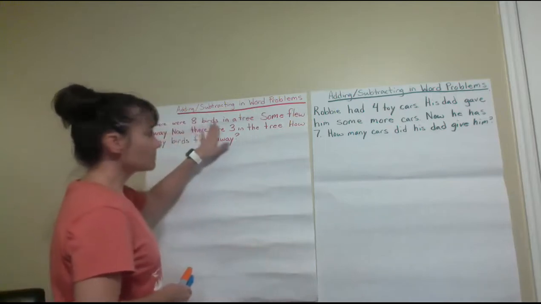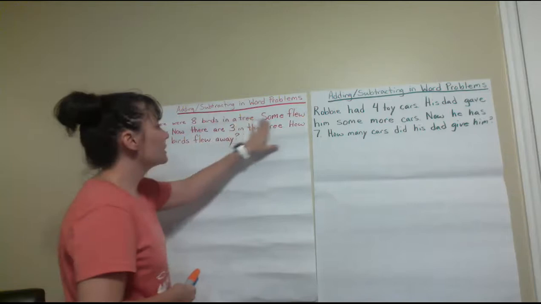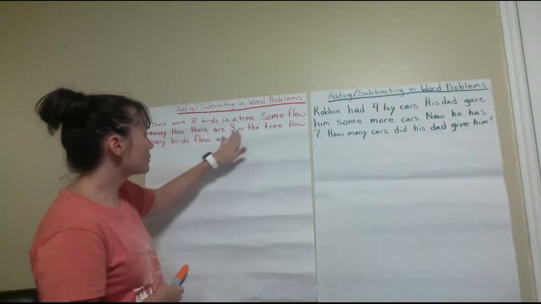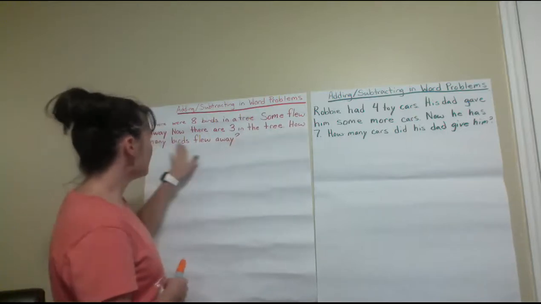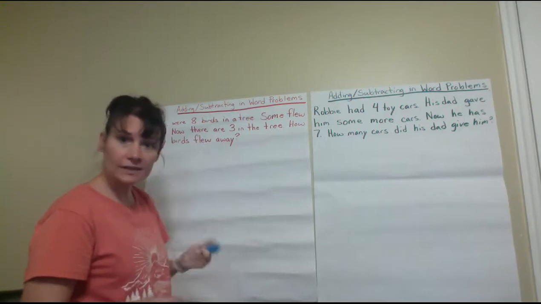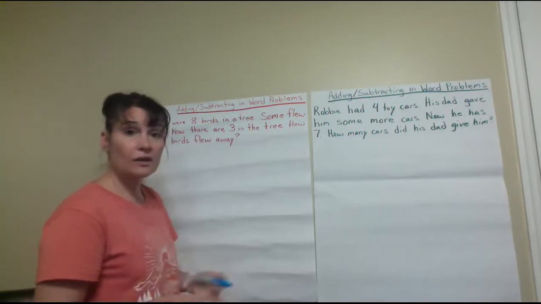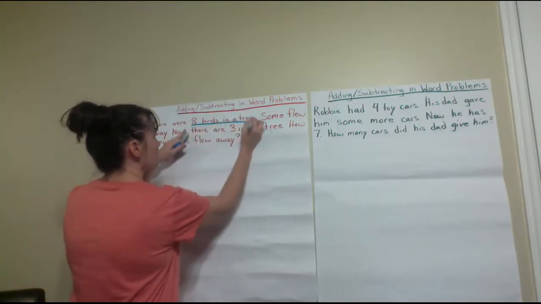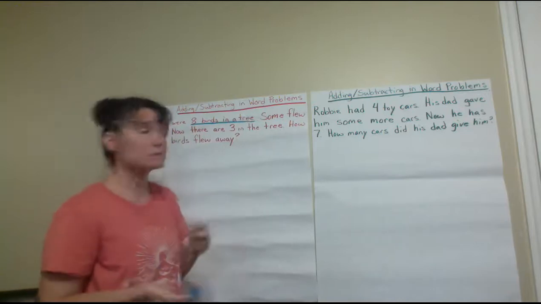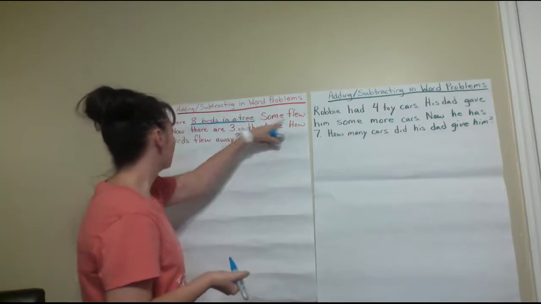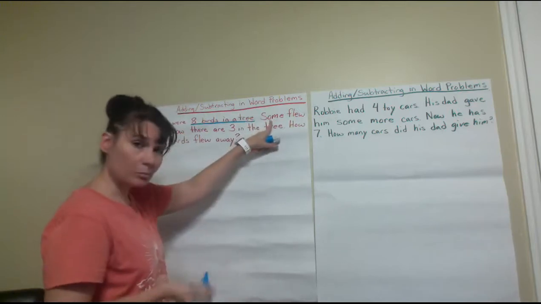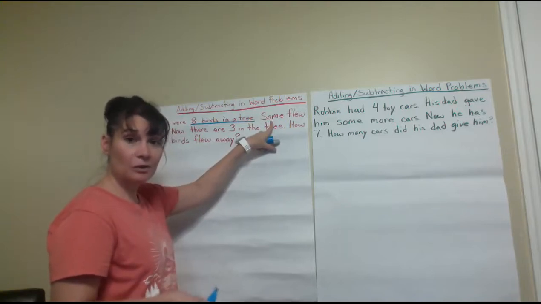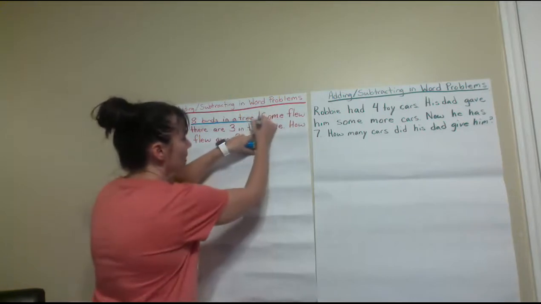There were 8 birds in a tree. Some flew away. Now there are 3 in the tree. How many birds flew away? Well, let's think. What do we know? We know that there were 8 birds in the tree. So I know that there were 8 birds. Some flew away. Is some a number? No. So what do we do, guys? When we don't know the unknown, we put a box around it.